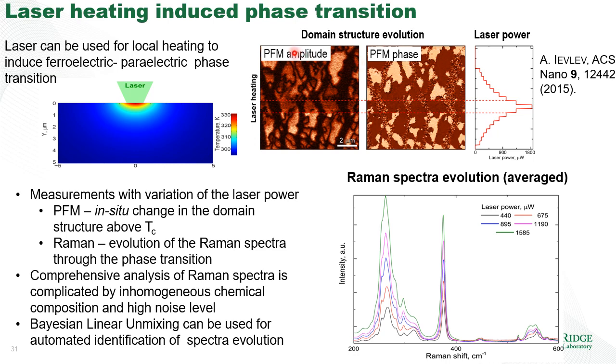This is an example of the PFM amplitude and the PFM phase as we ramp the laser power up and down. You can see that if the laser power is large, then our signals start to become weaker, which basically means that we heat the material above the phase transition temperature and it becomes less ferroelectric. Then we asked ourselves a question: can we use the same approach, heating by the laser, in order to study the evolution of the Raman spectra through the phase transition?